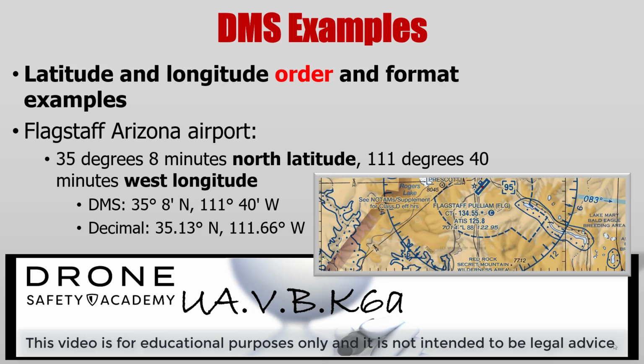So here we have latitude and longitude order and format examples. In this we have Flagstaff Airport, which is 35 degrees 8 minutes north latitude, 111 degrees 40 minutes west longitude. DMS will represent this as 35 degrees 8 minutes north, 111 degrees 40 minutes west. To convert to decimal, simply divide the 8 and the 40 by 60 to get the following: 35.13 degrees north, 111.66 degrees west.